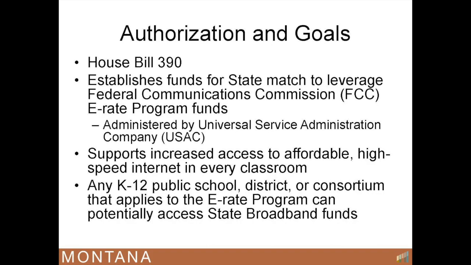The Broadband for Montana Schools program was authorized by House Bill 390 in May of 2017 when that was signed into law. This bill established funds for a state match to leverage the Federal Communications Commission E-rate program funds. For those of you who are not familiar with the E-rate program funds, that is administered by the Universal Services Administration Company, more commonly known as USAC. The program supports increased access to affordable, high-speed internet in every classroom. Any K-12 public school, district, or consortium that applies to the E-rate program can potentially access state broadband funds.